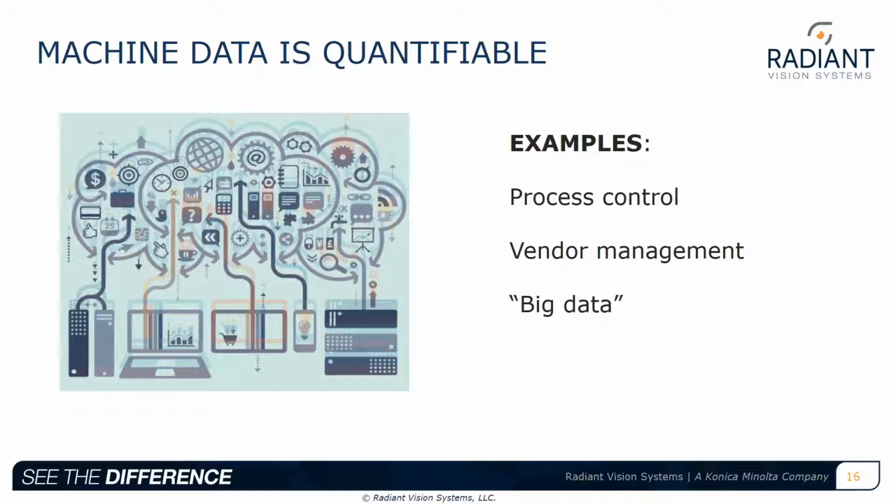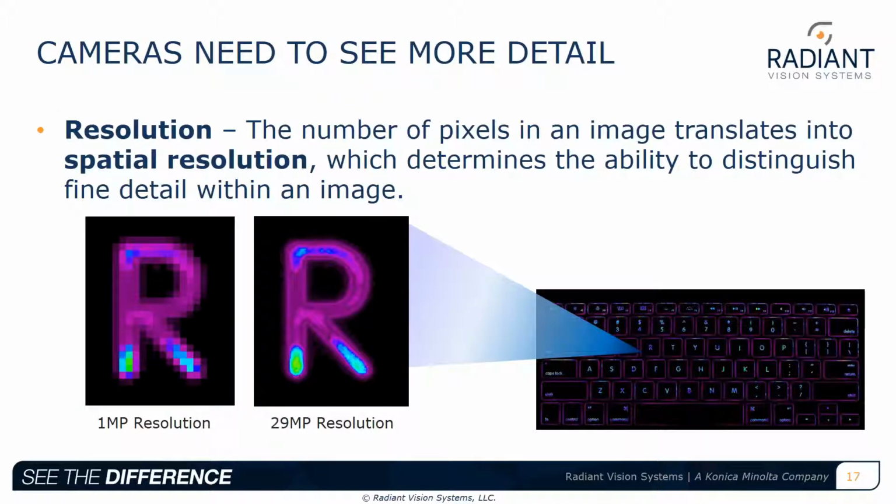It also enables the holy grail, the big data, where machines are able to share data across a wide network, enabling even more intricate autonomous processes. So how is this achieved?